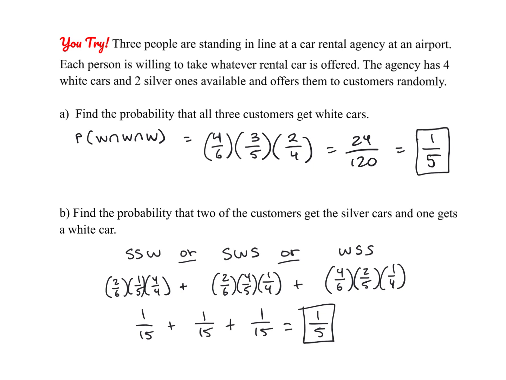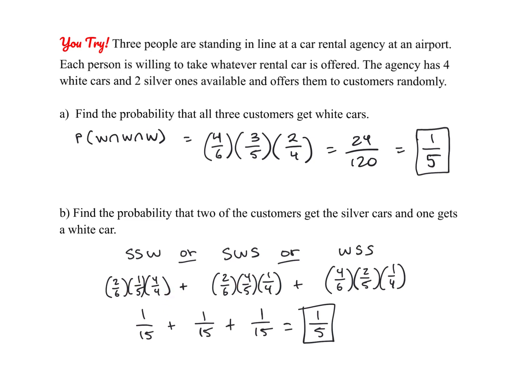And then for part B, this one's a little tricky. So if you're just finding the probability that 2 of the customers get silver cars and 1 gets white, it doesn't matter what order that happens in, but you have to consider all of the possible orders. So that could be meaning silver, silver, white, or silver, white, silver, or white, silver, silver. So you have to consider all 3 of these possibilities.